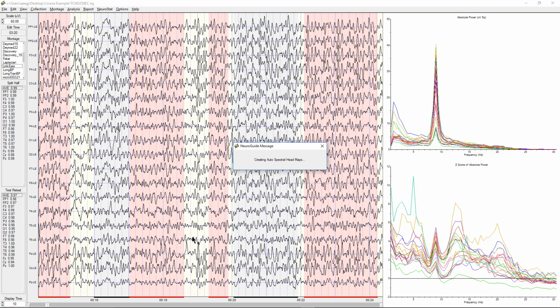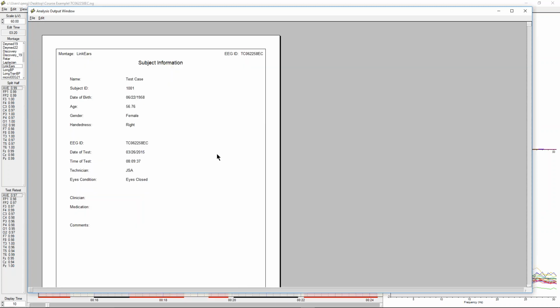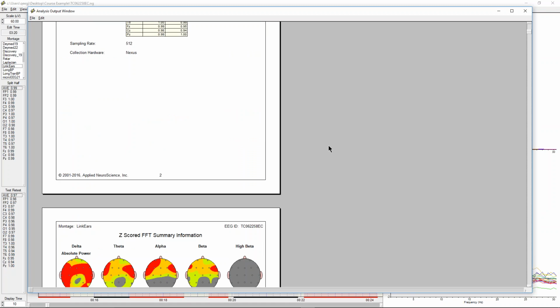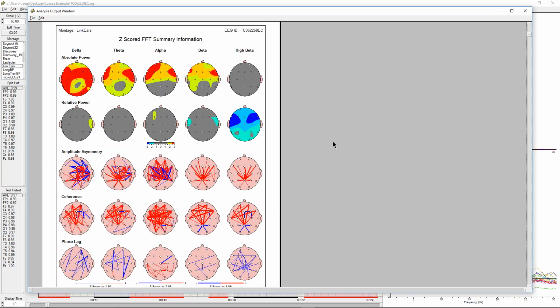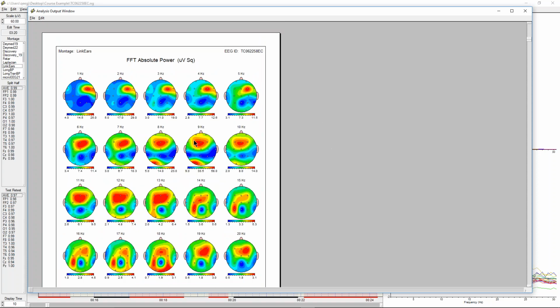And this will give us our brain maps. So here's our test case, and here are the quantitative EEG assessment results. And this is just the summary page, which I'm not going to stop at. So here we have the absolute power maps in 1 Hertz frequency bins. So each of these heads represents 1 Hertz activity, 1 Hertz, 2 Hertz, 3 Hertz, 4 Hertz, and so on.